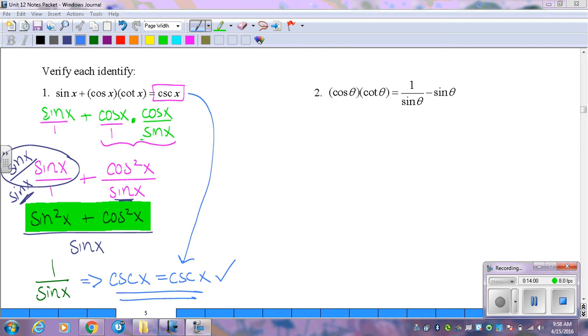It's really just a practice of getting used to knowing your identities, what you can substitute in. Sometimes it takes a little guess and check. Hey, if I go this route, is that going to make something simplify? If not, maybe I got to try a different route. So we'll do some more work in class.